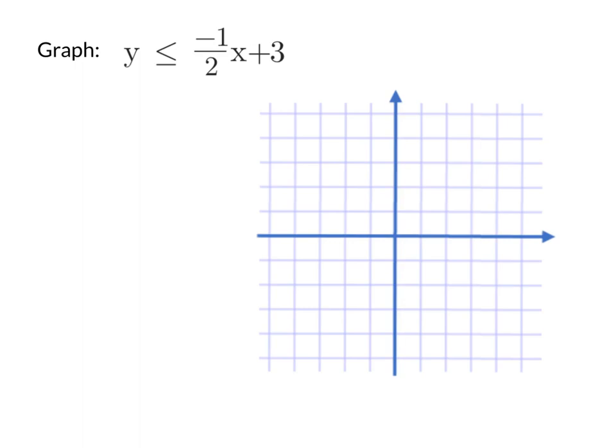So we're going to graph that in the same way we just did. We identified the y-intercept as a positive 3, and we use our slope of down 1 over 2 to get our next point. Then we graph the line. So get our straight edge out and draw our line.